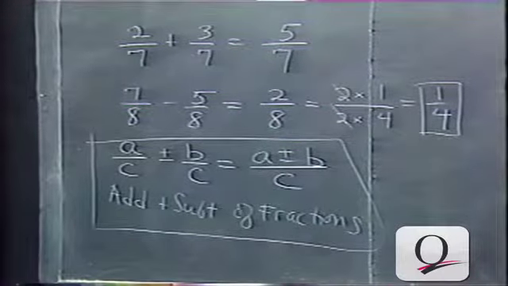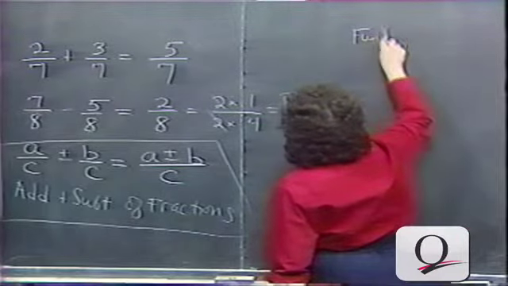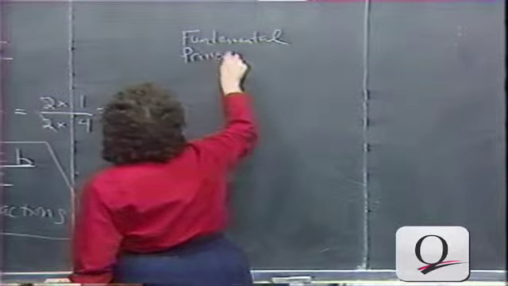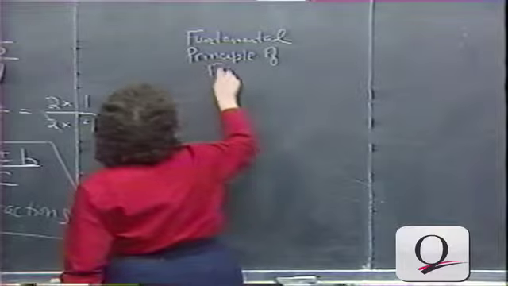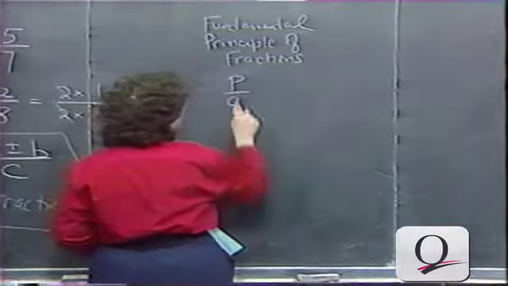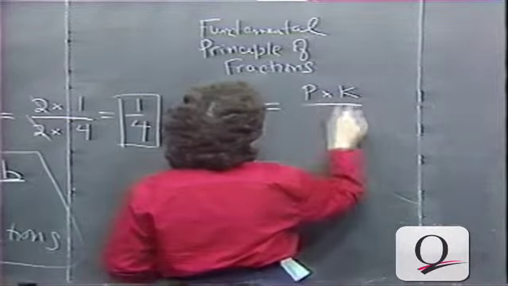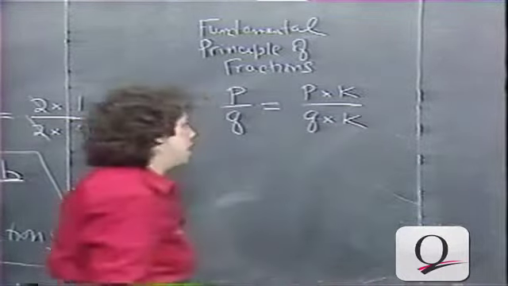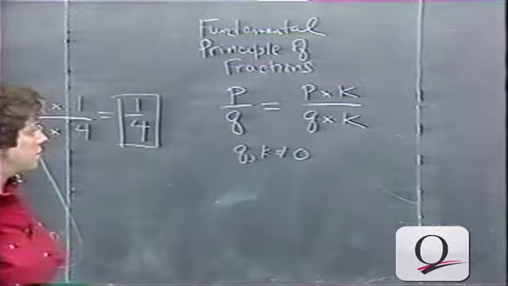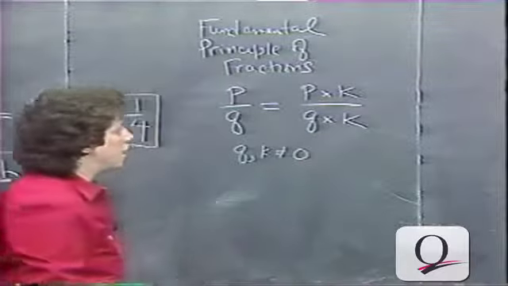Now, I mentioned before the fundamental principle of fractions. Just to remind you, in case you haven't seen the videotape on multiplication and division of fractions where I go over this rule, the fundamental principle of fractions tells us that if we have a fraction, P over Q, we get an equivalent fraction if we multiply the top and the bottom by the same non-zero quantity K. Of course, we're assuming that Q and K are not equal to 0 because we do not divide by 0 in our mathematics.